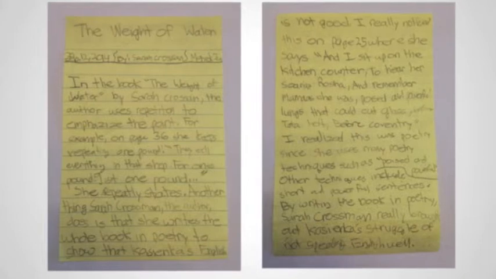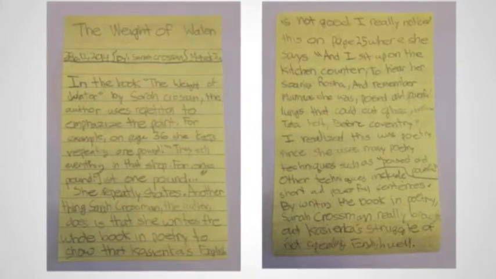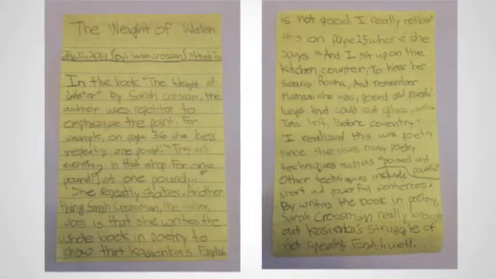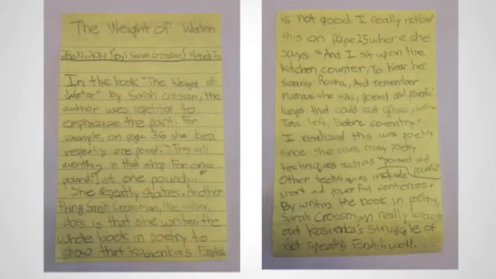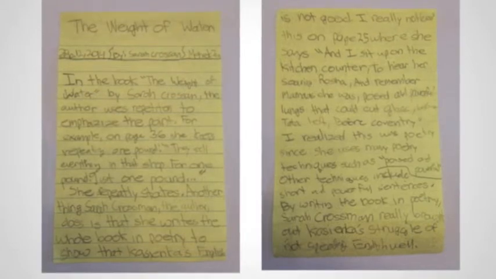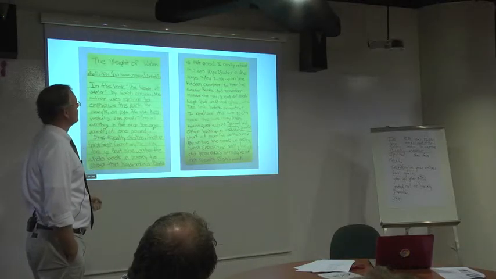So I'm noticing that. She repeatedly states, another thing Sarah Crossan, the author, does is that she writes the whole book in poetry to show that the main character's English is not so good. Okay, so there she's getting into the why a little more.